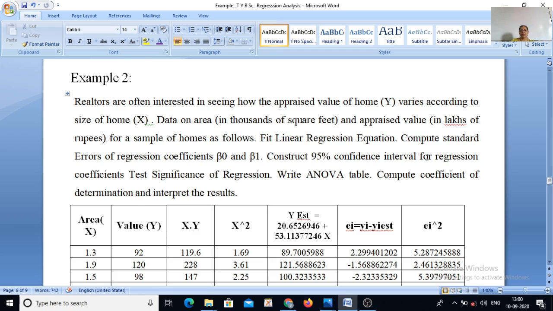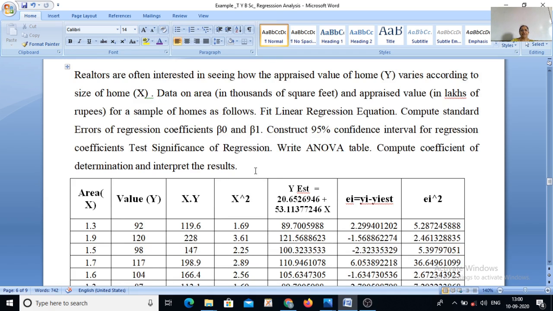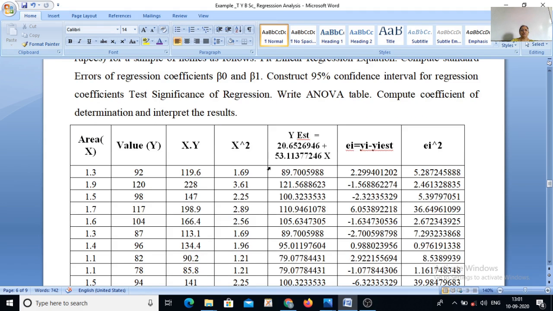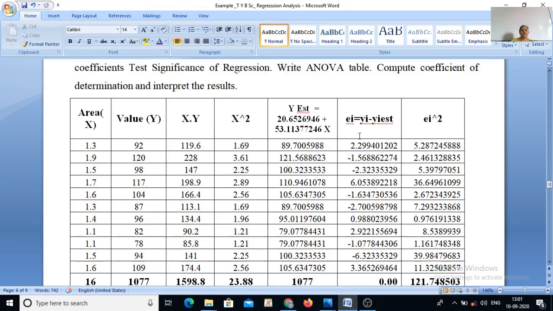Also, the same things we are repeating here. Compute standard errors of your regression estimates beta naught and beta 1. Construct a 95% confidence interval and also test the significance of your regression. Write the ANOVA table for it. Compute the coefficient of determination and interpret the results.